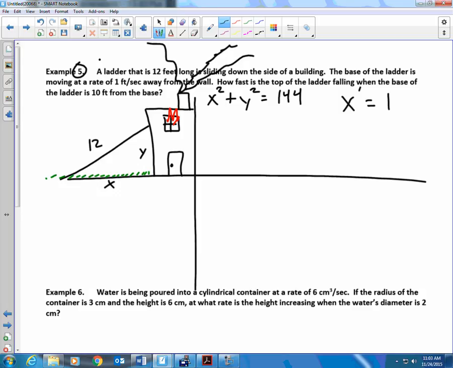What else do we know? X is 10. What are we trying to find? Right. So we're going to take the derivative with respect to time of our equation. And what do we get?